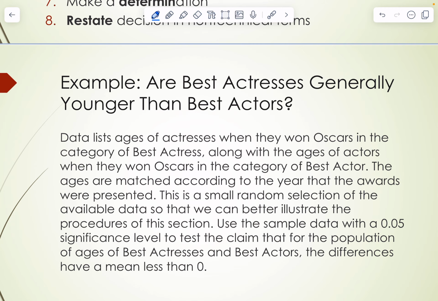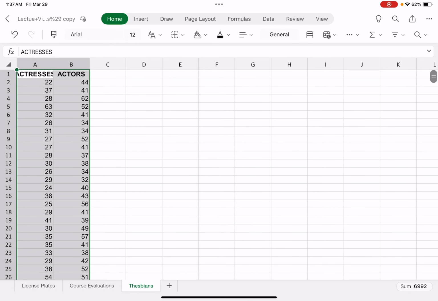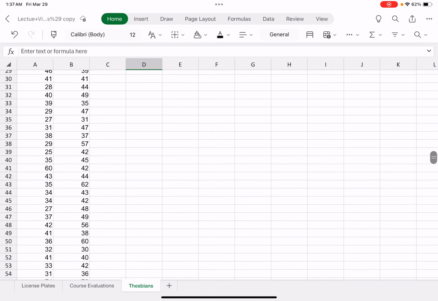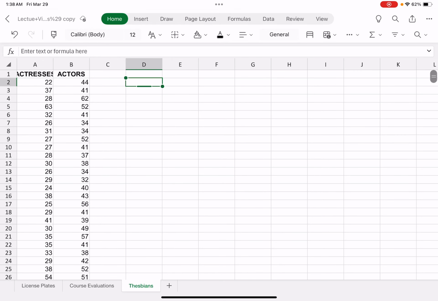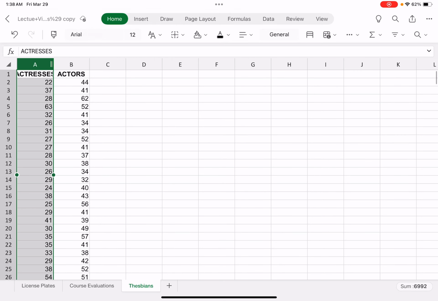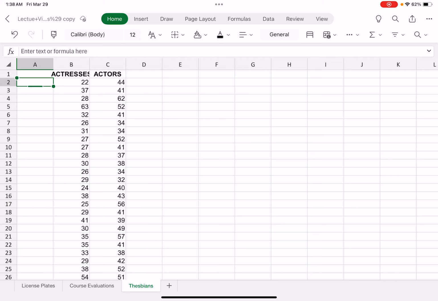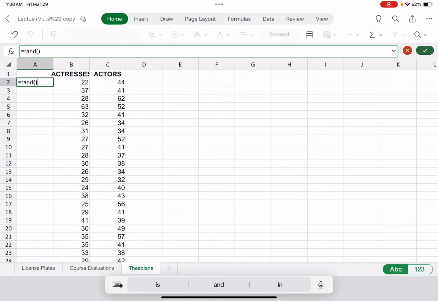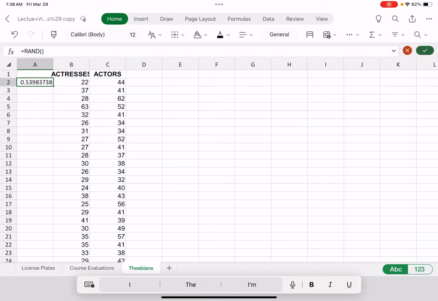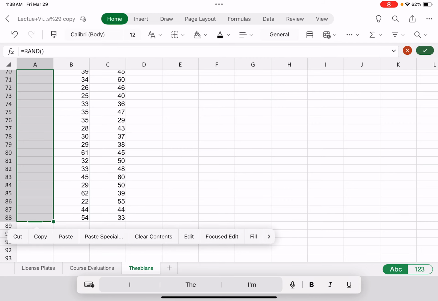Okay. All right, let's go ahead and go to our thespian sheet. First thing I want to do, this is all the data. This is a population here because it represents everything. I don't want to do this on a population. So instead I'm going to randomize it and take a sample. In order to do that, I'm going to insert a column. I'm going to do equals RAND. I'm going to fill it down. I'm going to copy, Command C, drag to there, and paste.